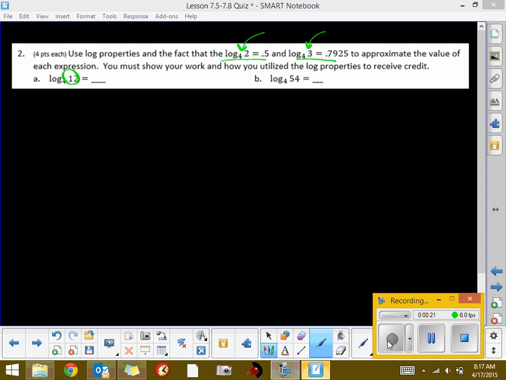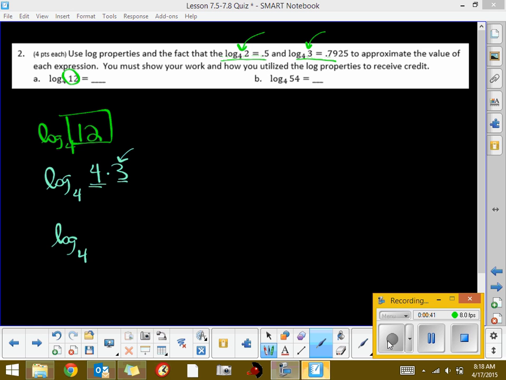So I'm going to take the log base 4 of 12, and I want to be rewriting this 12 as products of 2 and 3. So 12 can be thought of as a log base 4, and now I'm going to write it as an equivalent expression of 4 times 3. But I want this in 2s and 3s. So I got a 3, but I want this to be a 2. And so I'm going to make a log base 4, and this 4 can be rewritten as 2 squared times 3.